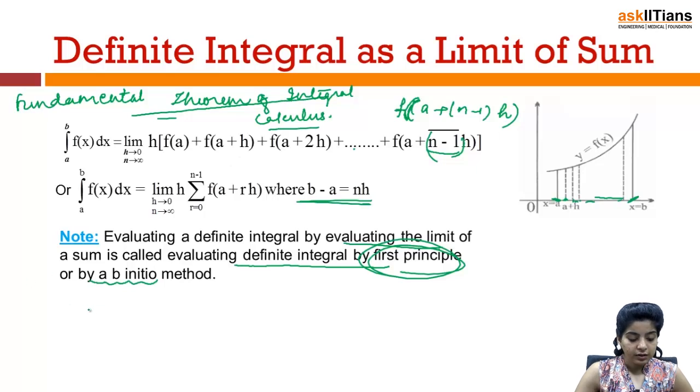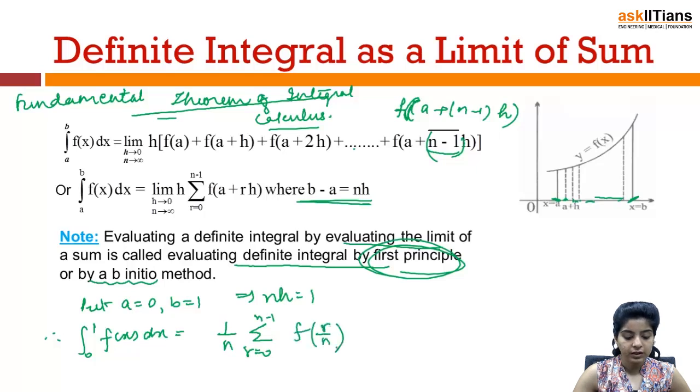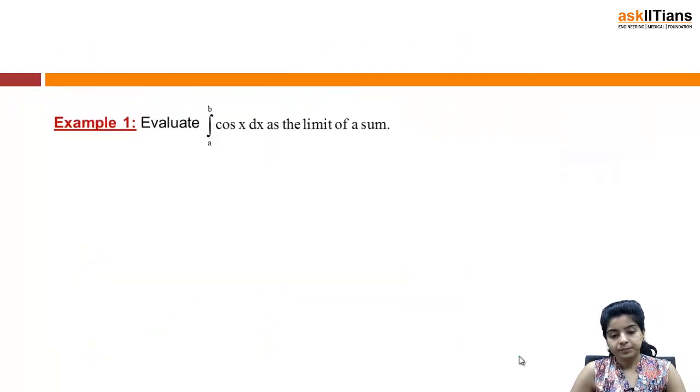Now just see here, suppose I put a is 0, b is 1, then my nh becomes 1. From here a is 0, b is 1, so nh becomes 1, and therefore integral 0 to 1 f(x) dx is equal to 1 by n summation 0 to n minus 1 f of r by n. Basically in this, what we are doing is replacing 1 by n by dx, summation by integral sign, and r by n by x. I am sure most of you would have got confused seeing this, but once we discuss an example, the things will be clearer.